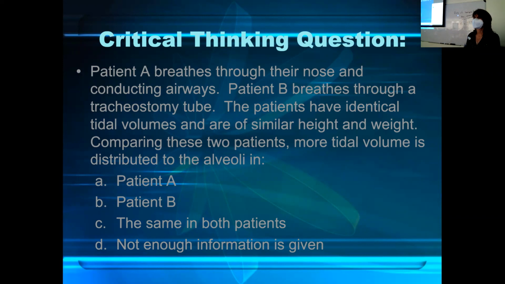Go ahead, Chris. B, patient B, because they don't have as much anatomic dead space. Very good. So a tracheostomy tube goes directly into the trachea, so you don't have all of the oropharynx that is part of the conducting airways and takes up space. So when you're delivering tidal volume directly through the tracheostomy tube, there's less dead space. So if you have less dead space, you're going to have more air going to the alveoli.